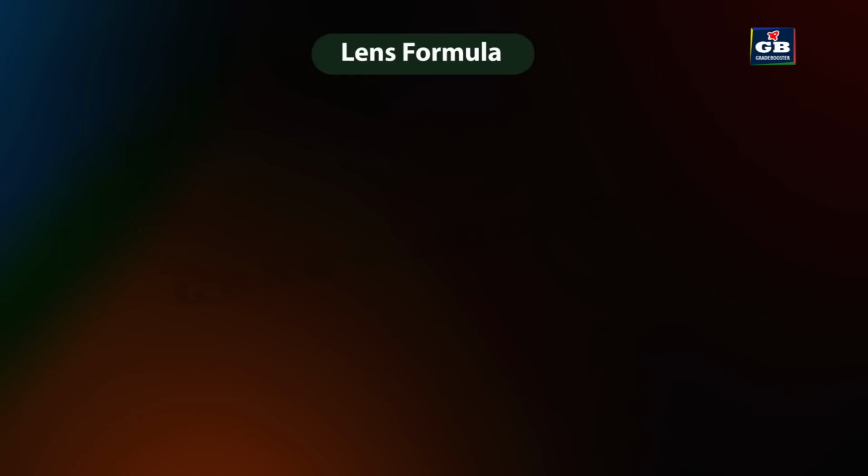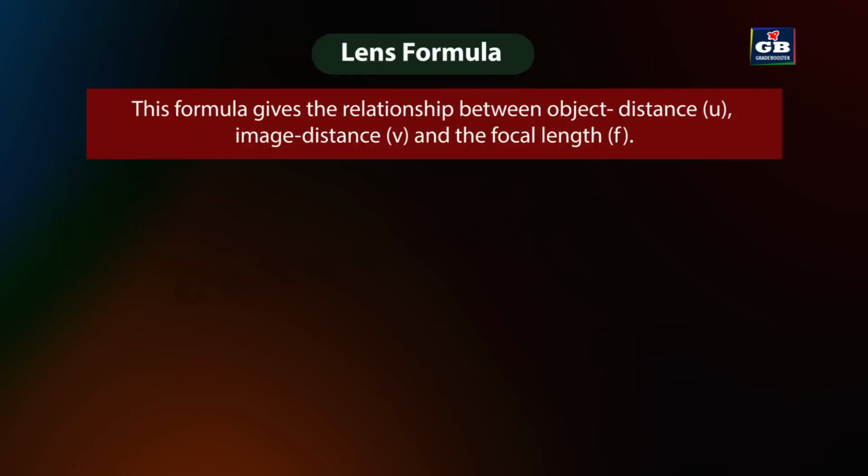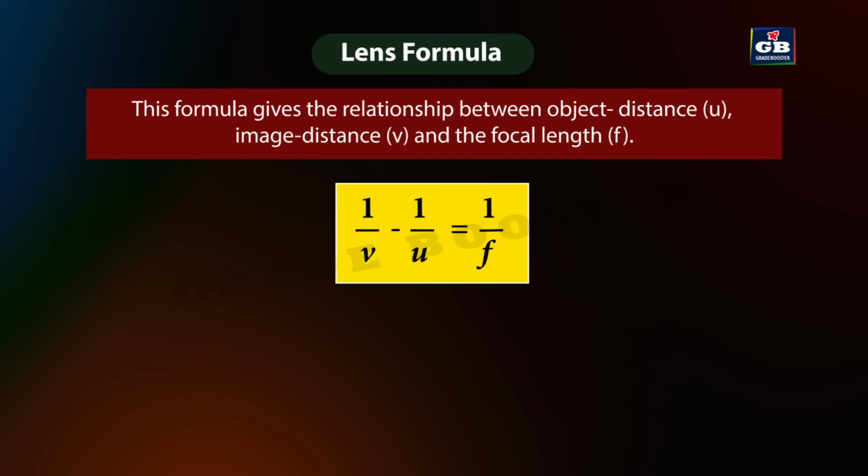Lens formula. This formula gives the relationship between object distance u, image distance v and the focal length f. The lens formula is expressed as 1/v - 1/u = 1/f.